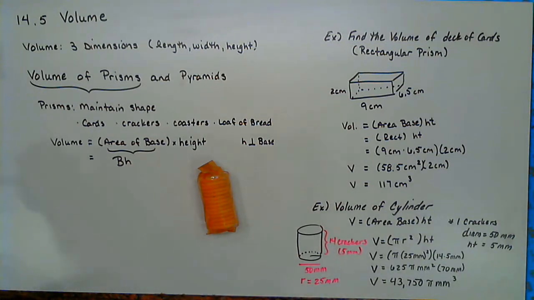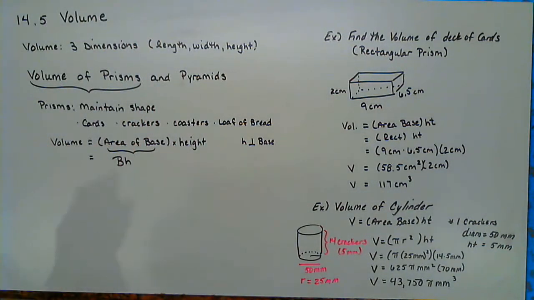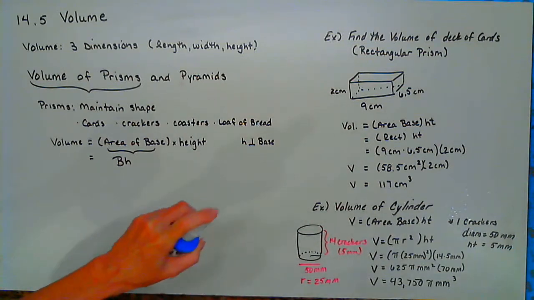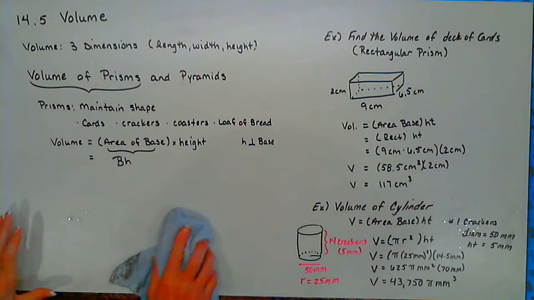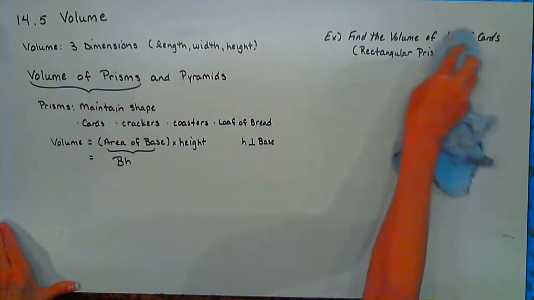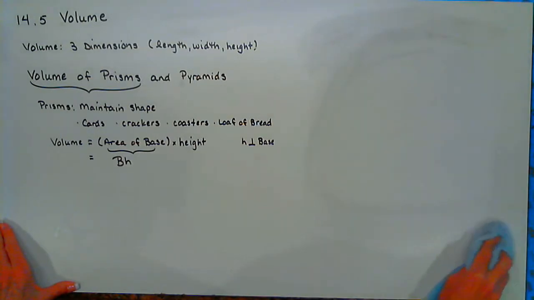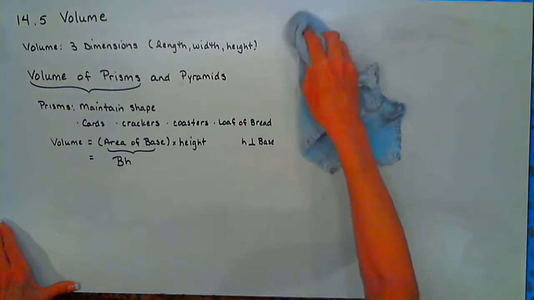So this will work with any shape as long as we know what the shape of the base is. Instead of memorizing a whole lot of formulas, we just use the area formulas that we've already done. Unfortunately, I do not have a trapezoidal prism with me, but we're going to do one anyway, because all we need is the area of the base times the height.